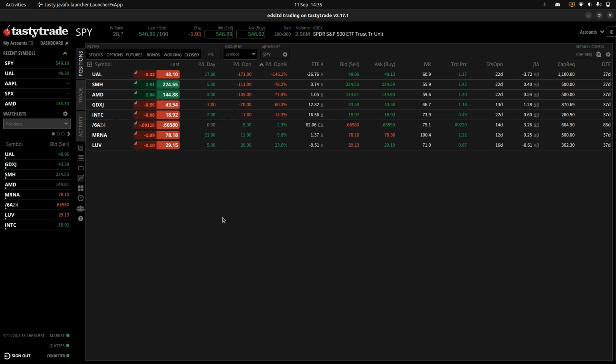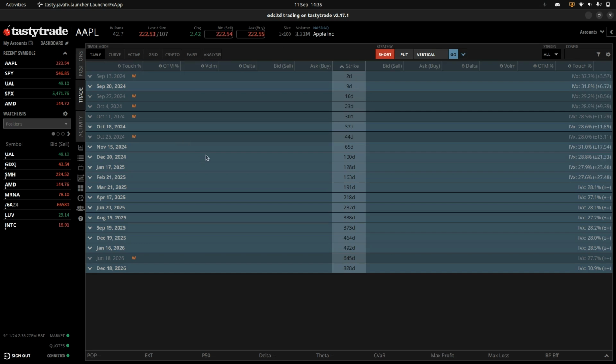Okay, so first thing we want to do is find out where we are in the options chain. So we just want to pull up something like Apple. We're in our brokerage platform Tasty Trade right now. So this is the options chain, right? We've got two types of expirations: the type of expiration with an orange W and then everything else. The orange W is a weekly.